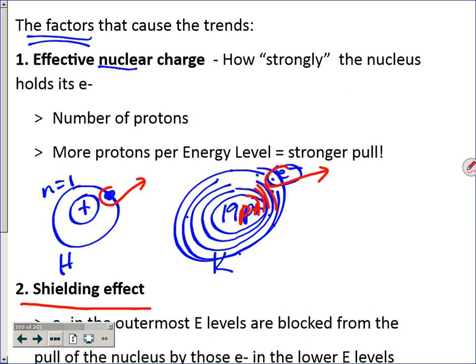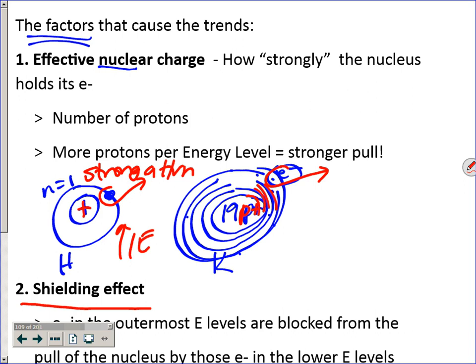But look at this proton. Is there any shielding between the proton and the electron here? No, there's no other energy levels blocking it. So this one has a really strong attraction. So it's going to have a high ionization energy. It's just going to require a lot of energy to swipe that electron away because it's super, super attracted to its nucleus.